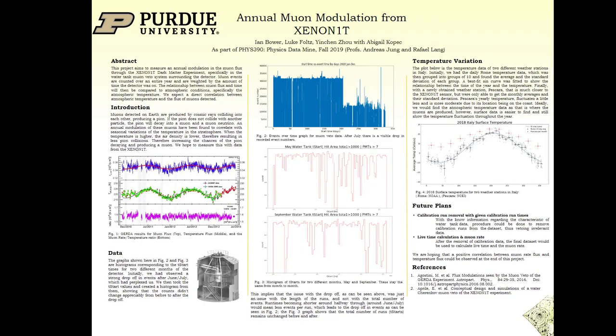For calibration run removal, we obtained a list of calibration run times. With no information regarding the characteristics of the water tank data, the procedure could be done to remove calibration runs from the dataset, thus vetoing irrelevant data. As for lifetime calculation and muon rate, after the removal of calibration data, the final dataset will be used to calculate lifetime and the muon rate. We're hoping that the positive correlation between muon rate flux and temperature flux can be observed at the end of this project.